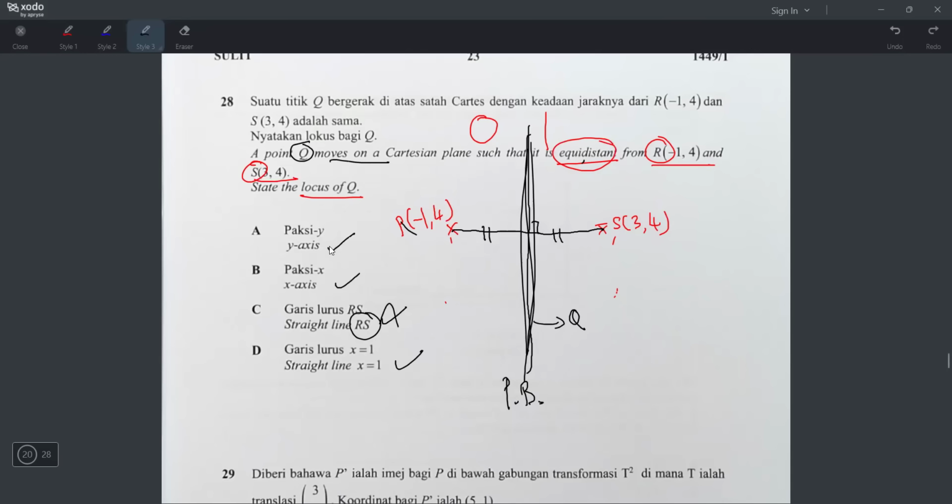No. And it won't be the x-axis. The answer is D. Let me tell you why. Because this is negative 1, 4. It means the y coordinate here is 4. And then if you draw the x-axis, it will be somewhere down here. And then this is negative 1.